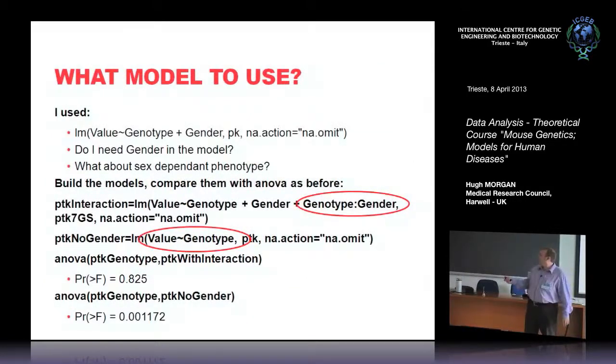I've used here genotype and gender. Do I need to have gender in the model? What about if there's an actual sex-dependent genotype-gender interaction, as in, for example, the mutation might only affect males. It's X-linked. So what do we do here?